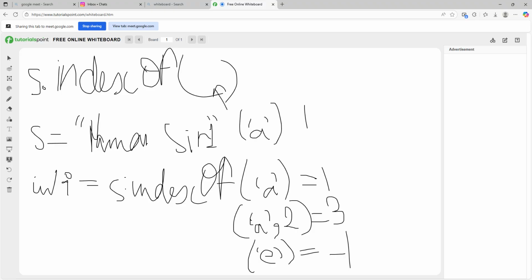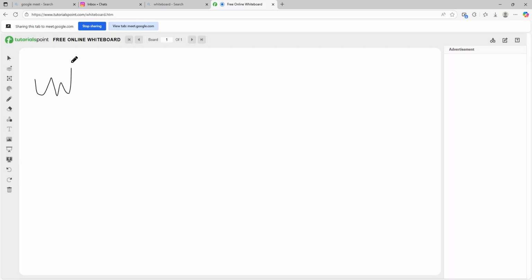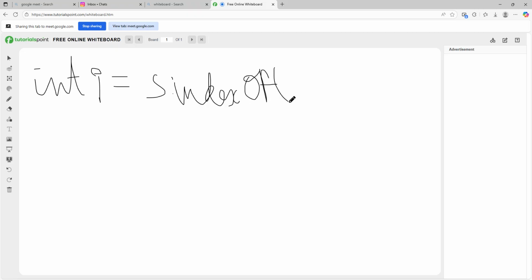Now remember the string Naman sir. Naman space sir. Now let's say int I equal to s dot index of. Now I'll give full parts of a word. Let's say MAN. So this will give me the position from where MAN starts.